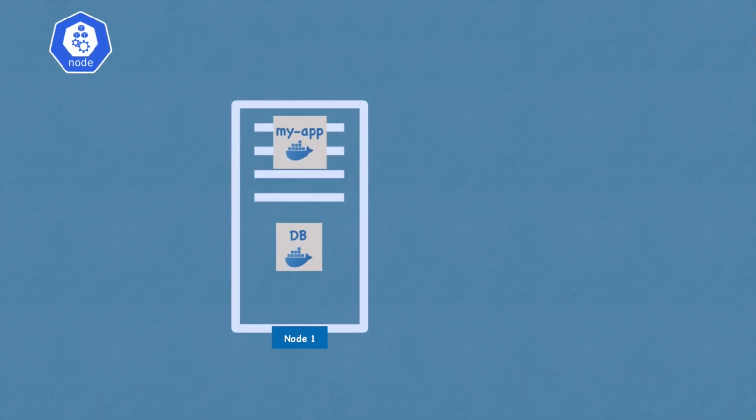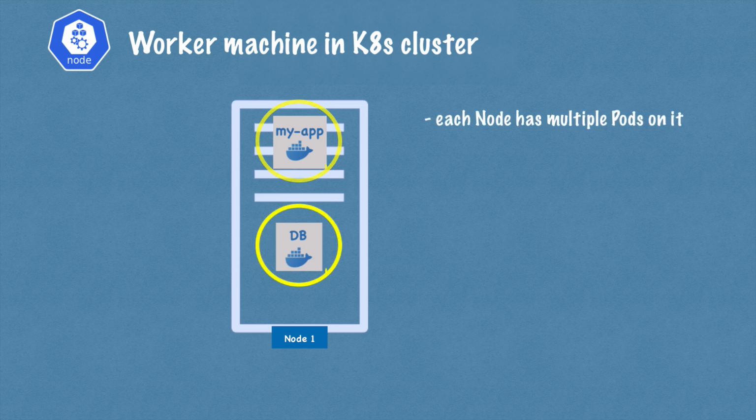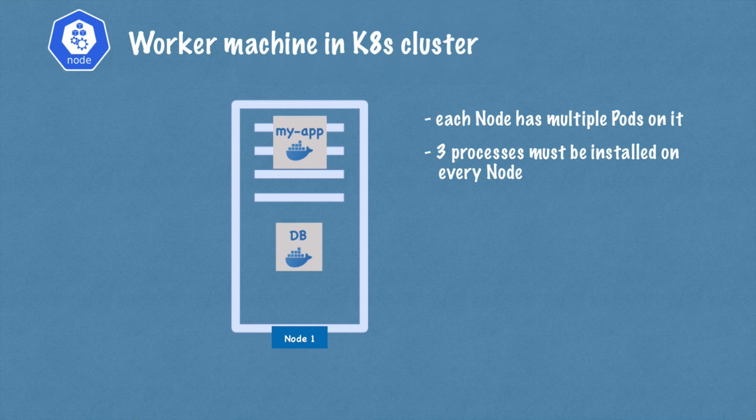And we're going to start with this basic setup of one node with two application pods running on it. So one of the main components of a Kubernetes architecture are its worker servers or nodes. And each node will have multiple application pods with containers running on that node. And the way Kubernetes does it is using three processes that must be installed on every node that are used to schedule and manage those pods. So nodes are the cluster servers that actually do the work. That's why they are sometimes also called worker nodes.